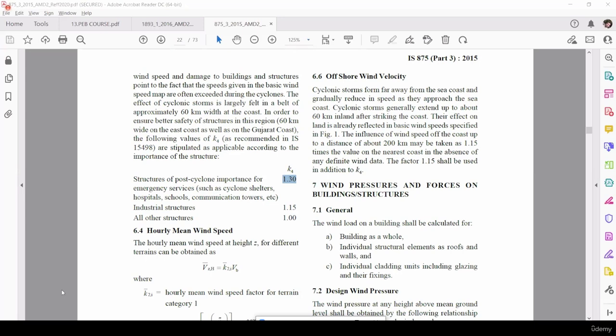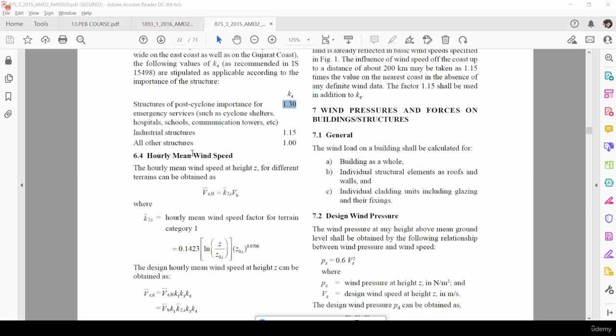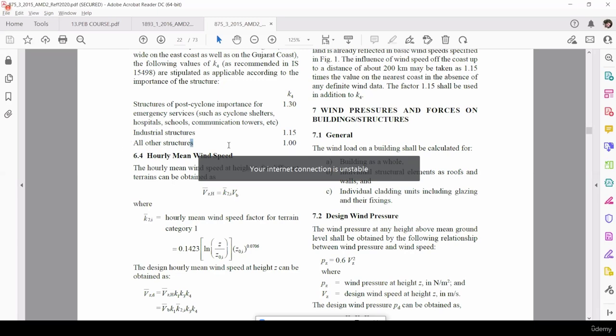It's on the board, sir. Sheds are not emergency services, no. Those are all regular structures. 1 plus 1.15, 2.15, you can take as K4.